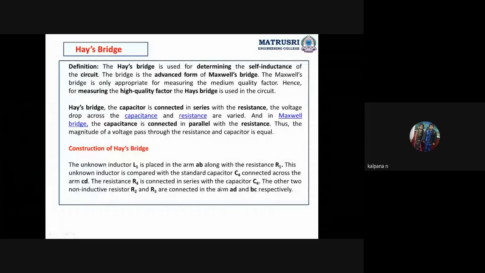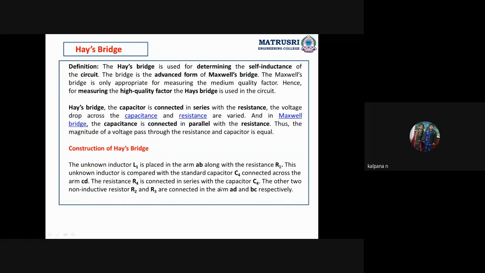So in today's class, we are going to discuss the Hayes bridge. The Hayes bridge is also used to find the unknown inductance. What is the purpose of the Hayes bridge? Here we are using the Hayes bridge for finding the inductance, and here also we are using the comparison method.